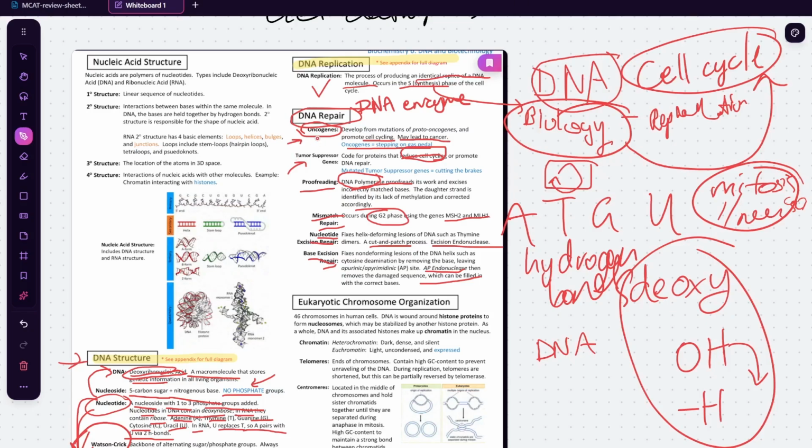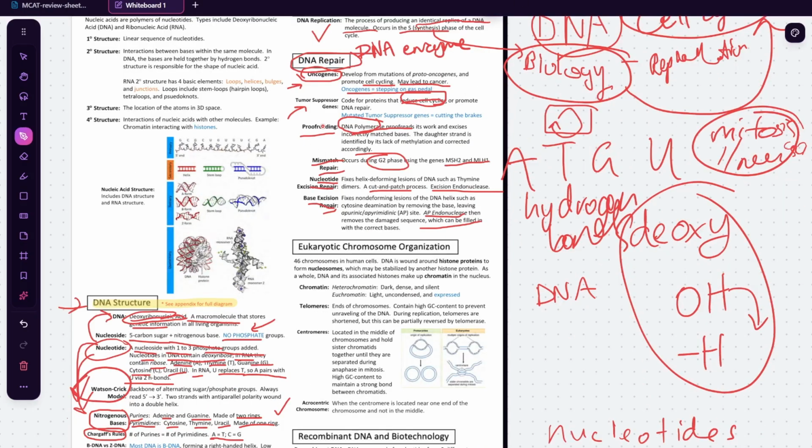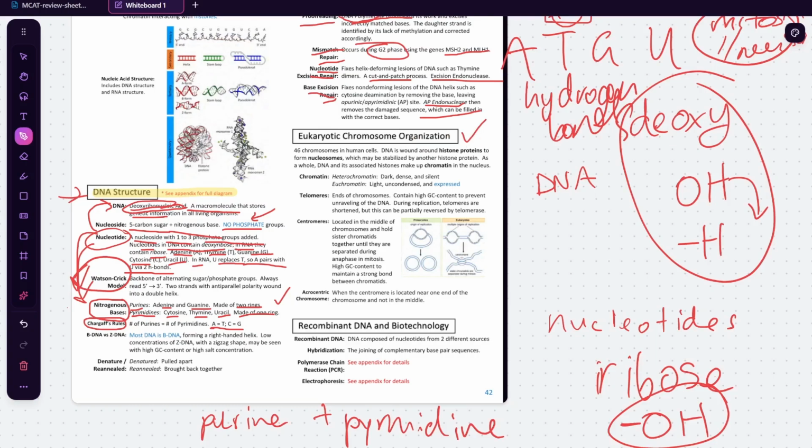So that is the part on DNA repair. And now we're going on to chromosome organization. So what is it? In eukaryotes, DNA is wrapped around histone proteins. So DNA doesn't just travel by itself. It travels wrapped around these histone proteins to form nucleosomes. These nucleosomes are further coiled and looped to form chromatin. And the chromatin is then organized into chromosomes.